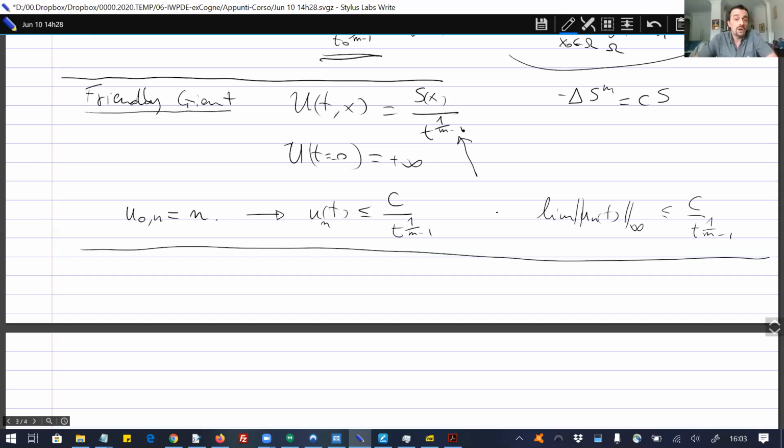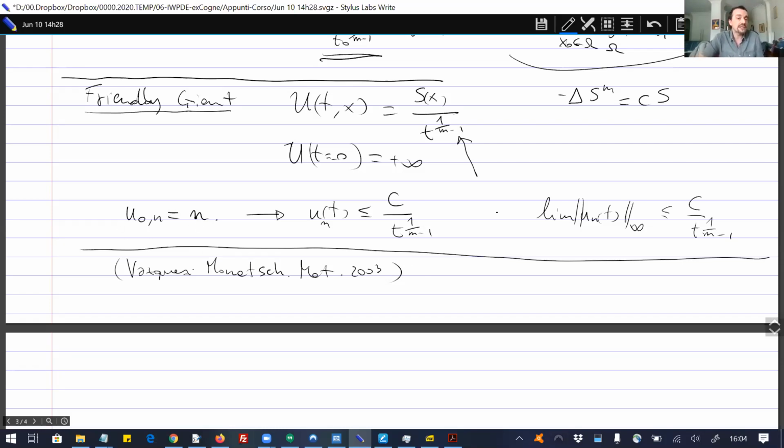If you do all the computation, see the paper of Vazquez in Monatshefte für Mathematik, I think it's 2003. It's a nice survey, it's in the references, and it is explained very well and very carefully how to build this. Also in our paper with Sire, which is again in the bibliography at the beginning, there is a construction of the friendly giant for more general operators. But the idea is very simple.